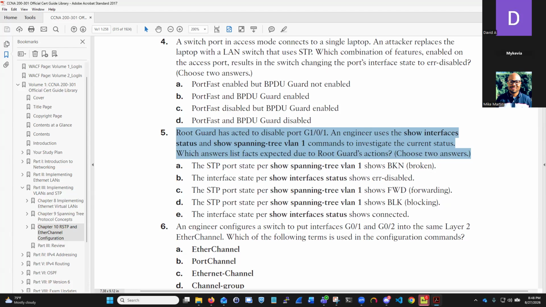So root guard. Okay, what is root guard? Root guard is enabled when a BPDU is like one is higher than the other one. There's a priority on this port which caused it to be disabled. So I would get an error disabled on this port, right?